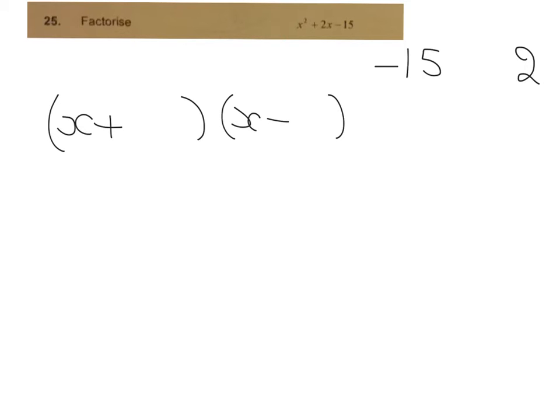So factors of 15. We'd start with 15 and minus 1. Added together, that's going to make 14, not what we want. Next up, we have 5 and minus 3. Added together, that does make 2. So our factors inside our brackets are going to be 5 and minus 3. Done.